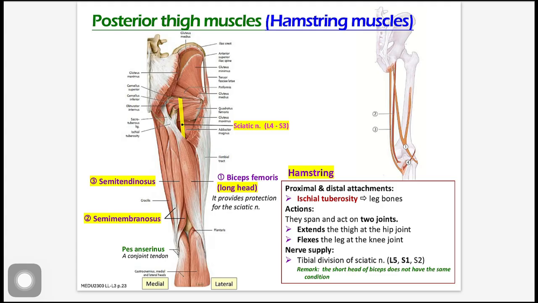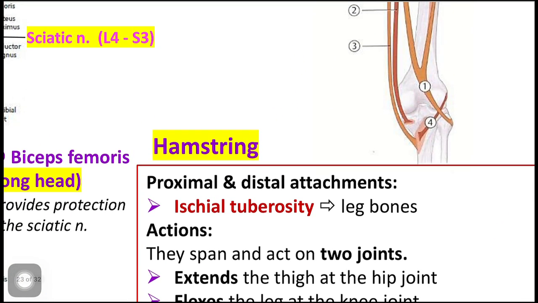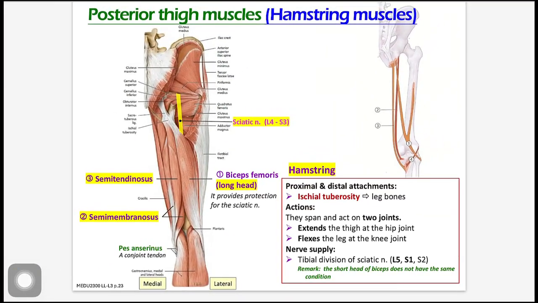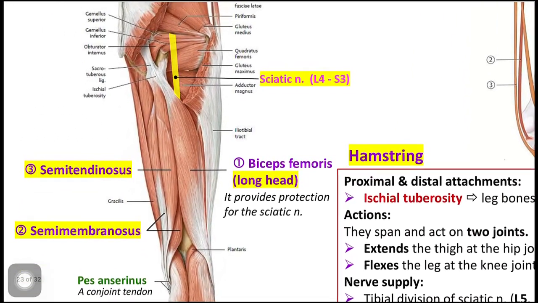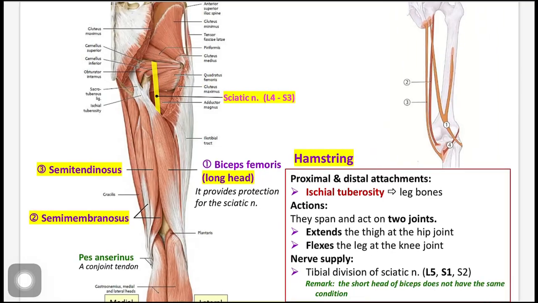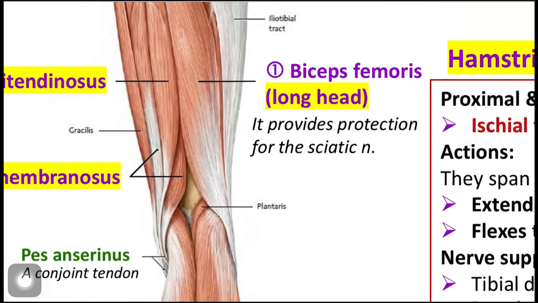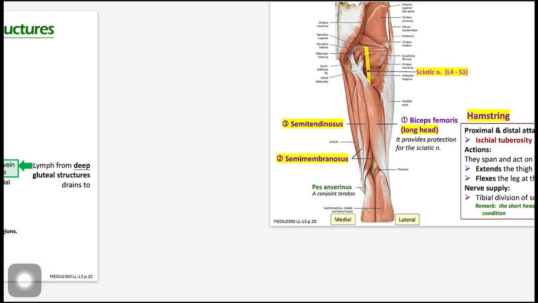So the 3 together, we call it hamstring. The similarity is they share the proximal attachment site, which is from the ischial tuberosity. And then they descend to different parts of the leg, okay? So the semitendinosus and also the semimembranosus are on the medial side of the leg, okay? So that's why the semimembranosus also forms the upper medial border of the popliteal fossa, okay?